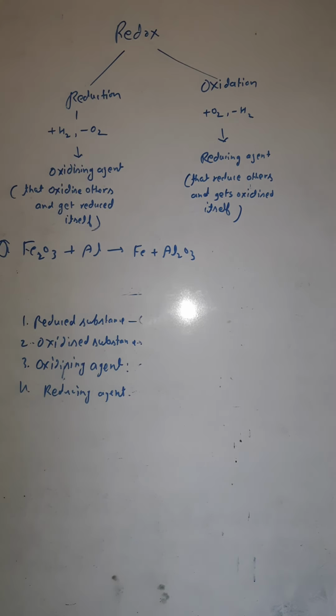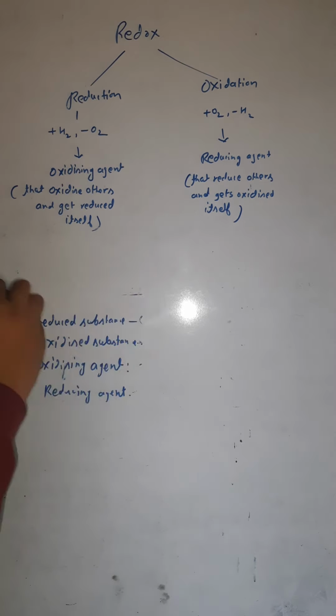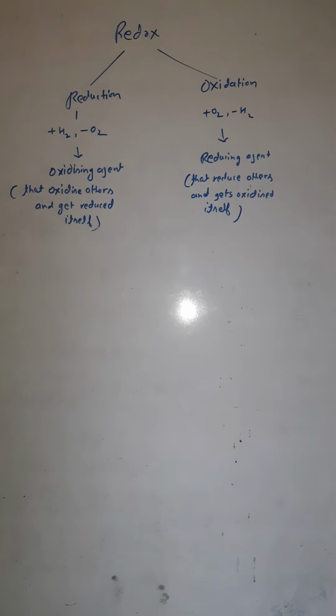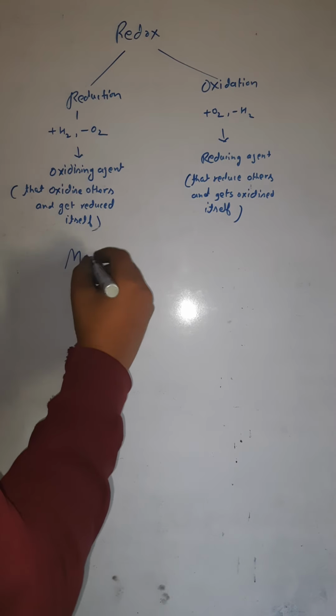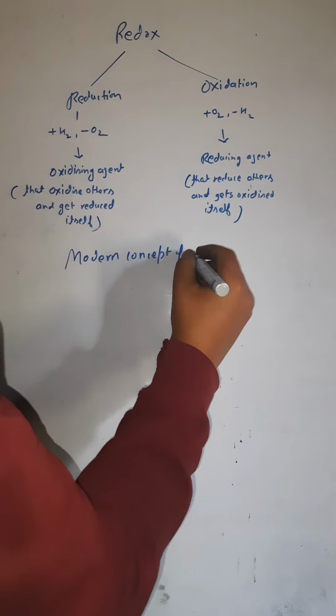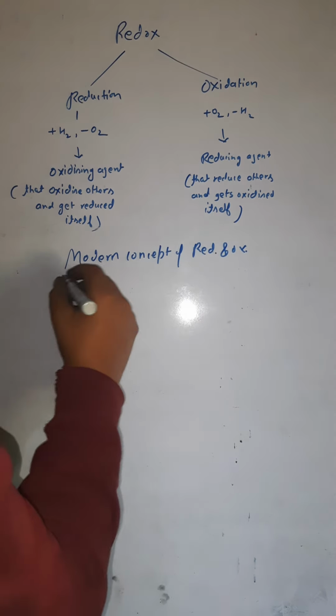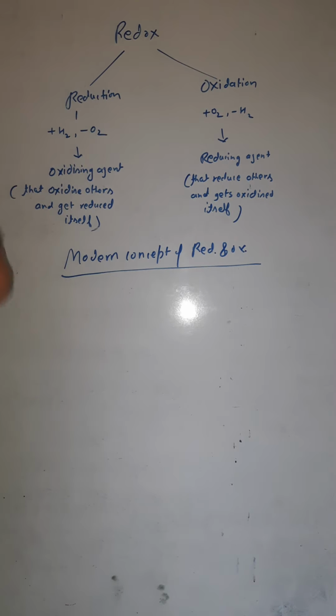So in the modern concept, let me tell you about it. This is the earlier concept of the redox reaction and the earlier definition also. So let's discuss the modern concept of reduction and oxidation that you would study in your classes ahead, in 11th and 12th. It's not important here, but you should know about this also.